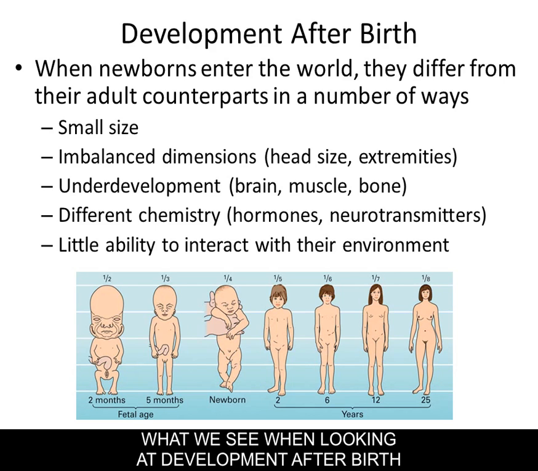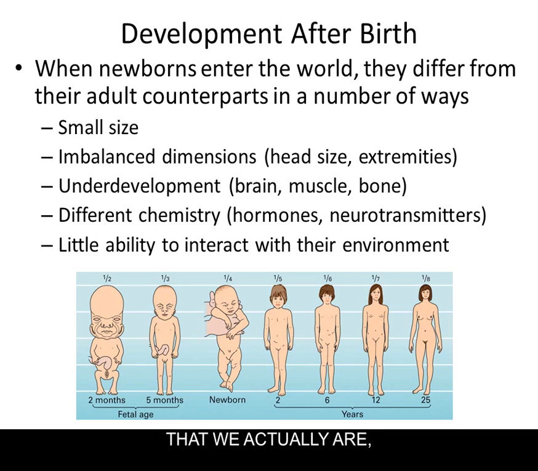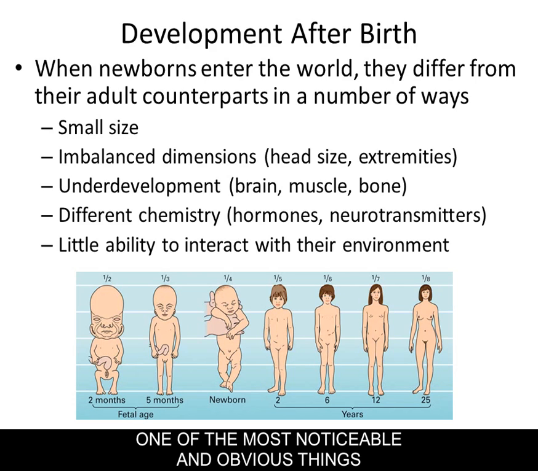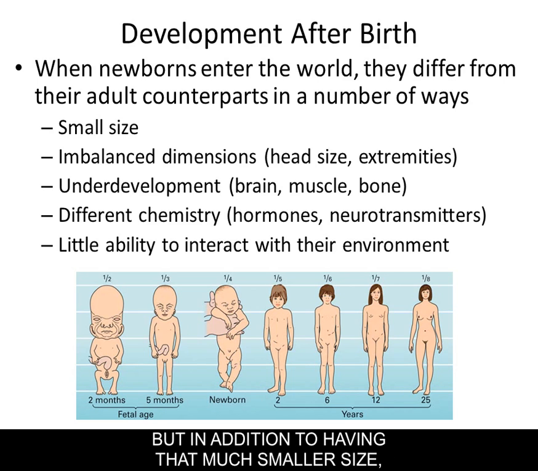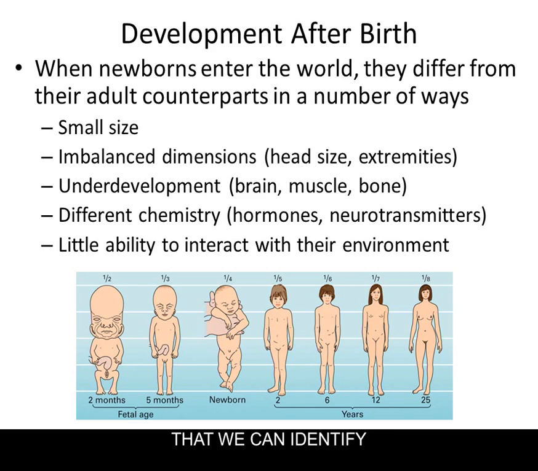What we see when looking at development after birth is that even though all of us have the ability to become the adults that we actually are, physically, newborns are very, very different from adults. One of the most noticeable and obvious things that we see with newborns is the fact that they're much smaller than adults. But in addition to having that much smaller size, there's a number of other physical features that we can identify that make infants unique to adults.